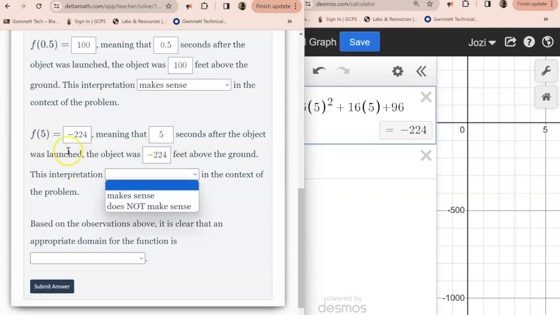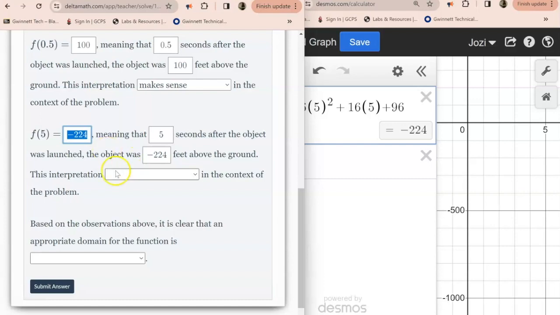Does this make sense? All right, so let's look at the seconds. Can I have 5 seconds to do something? Yes, I can. Can I be minus 224 below ground? Now, if this was talking about maybe a drill, and so again, this is why I said real world problems, you have to think about what the question is asking. If this was a drill drilling underground, sure, I could have negative 224.